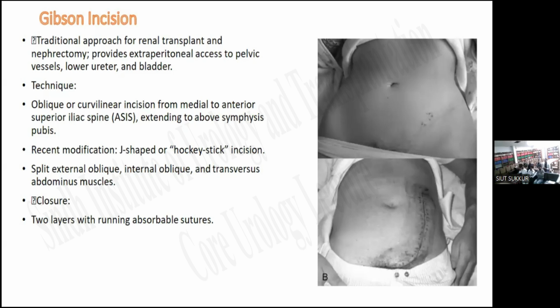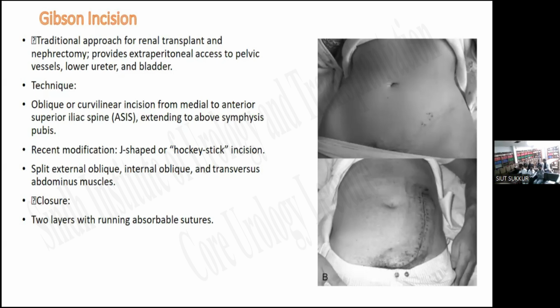So this is the anterior approach. There's the Gibson incision. It's traditionally used, as we have seen in transplant surgeries. It provides extraperitoneal access to the pelvic vessels, lower ureter, and the bladder.